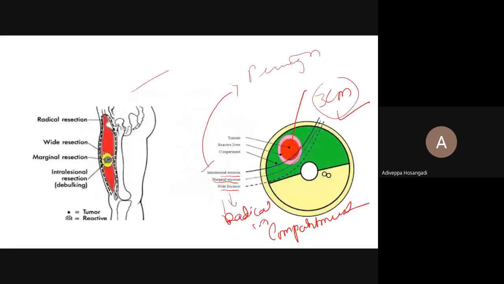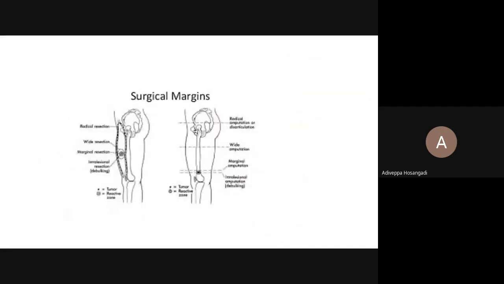I don't know whether you people can see this. This is what is important. The same margins which I was mentioning during the excision are applicable for amputation also. Please remember this. If you are removing the entire limb at the lesion, it is intralesional amputation. It is debulking. If you are removing at the margins, it is marginal amputation, wide amputation, and radical amputation.